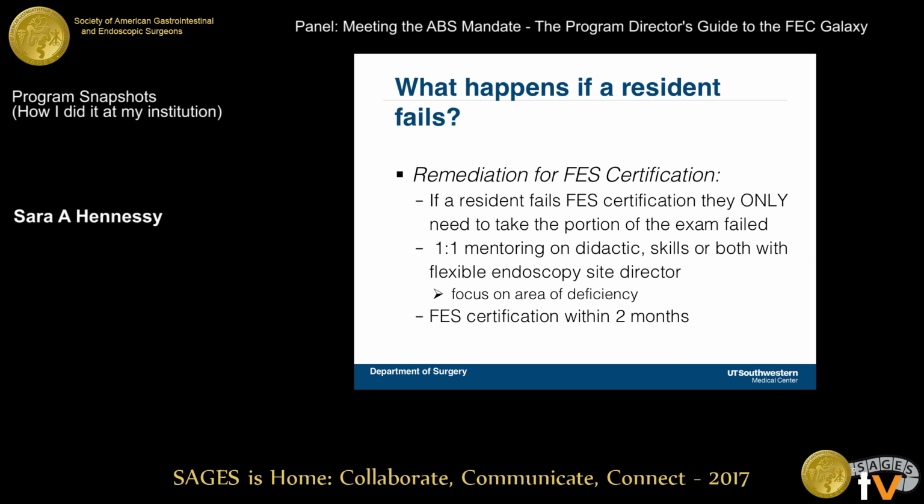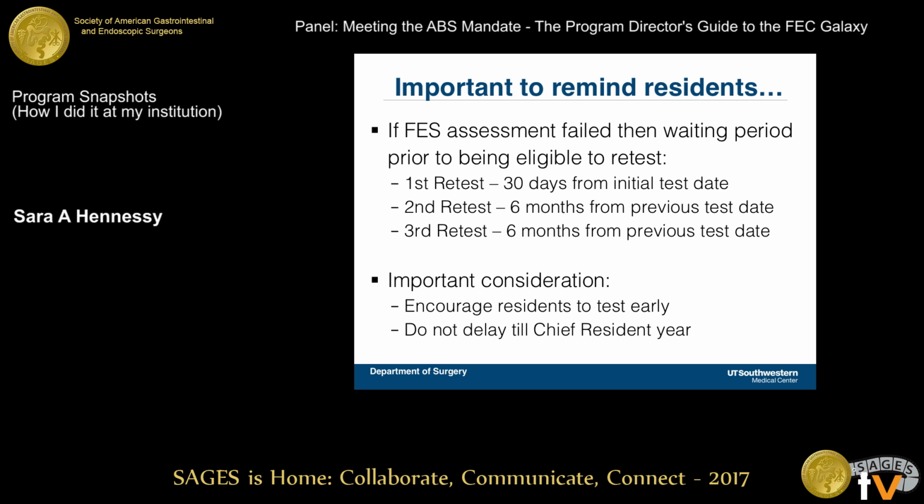So what happens if a resident fails FES? So we have a remediation. If the resident fails, they only need to take the portion of the exam that they failed, so that's really important. And then we plan on one-on-one mentoring on either the didactic, the skills, or if they failed both, with the site director, which is me, and we focus on the area of their deficiency. And they are required to try for their FES certification within 2 months of their GI endoscopy rotation.